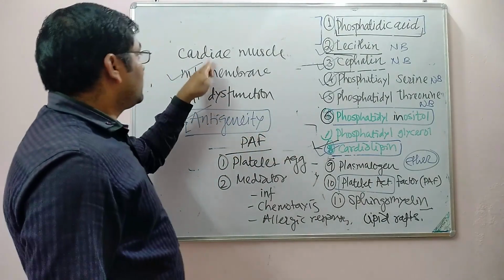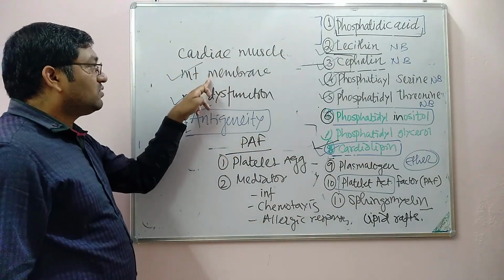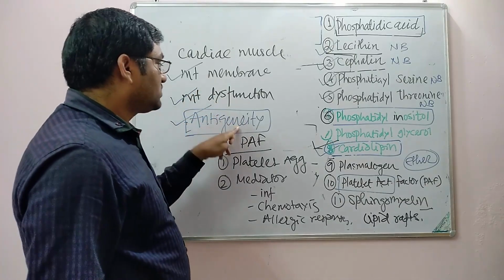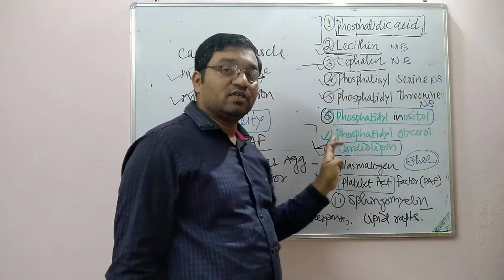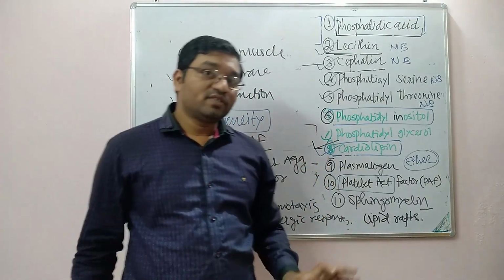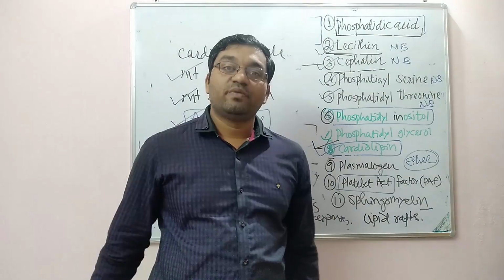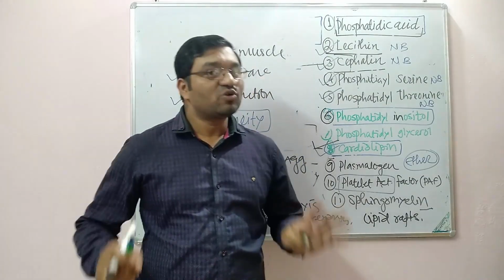It was first isolated from cardiac muscle, present in inner mitochondrial membrane, responsible for mitochondrial dysfunction and also antigenicity. Various antiphospholipid antibodies are found against this cardiolipin, and they are found in autoimmune disorders. So this is all about the phospholipid.